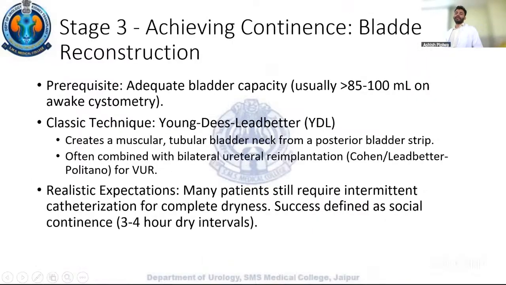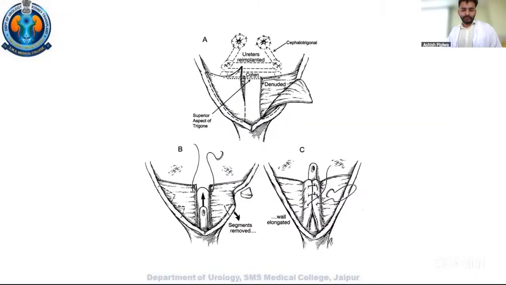So for achieving continence, we have to do bladder neck reconstruction. The prerequisite for this is that the bladder capacity should be adequate, and the classical technique is the Young-Dees-Leadbetter technique. It creates a muscular tubular bladder neck from a posterior bladder strip, and it is often combined with bilateral ureteric reimplantation for VUR. So this is the Young-Dees-Leadbetter technique, and we do the denuding and use the posterior mucosa to reconstruct the bladder neck.